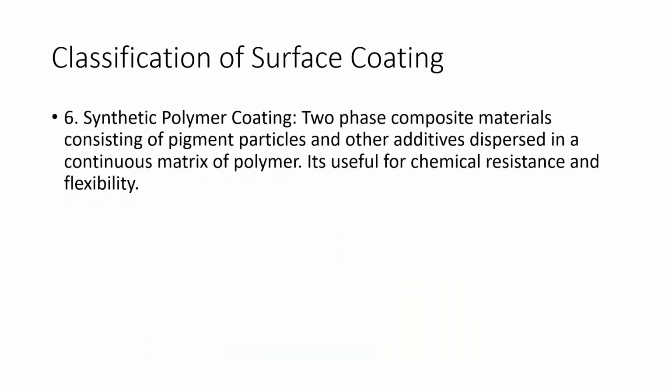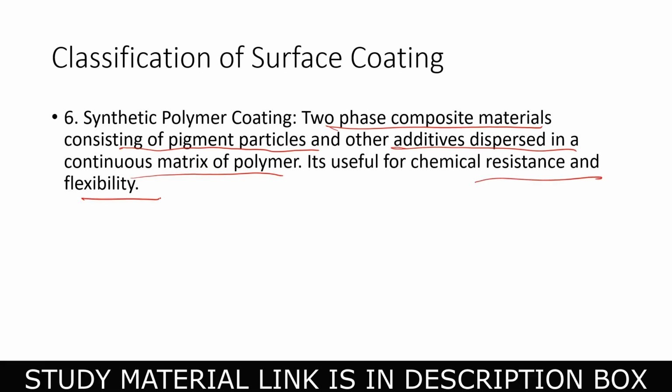So now this is the final and last classification of surface coating, that is synthetic polymer coating. Polymer based surface coatings can be considered to be two-phase composite materials consisting of pigment particles and other additives dispersed in a continuous matrix of polymer. Polymers provide the coating film its capacity to adhere to the substrate, most of its chemical resistance and flexibility. So these are the overall classification of surface coating.